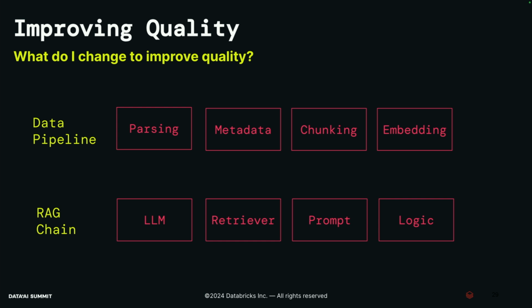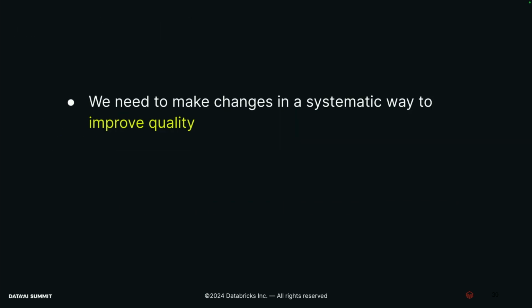Or should I actually put it into the chunks? How do I go about chunking? What embedding model should I use? Then on the other side of things, the RAG chain itself, what LLM should I use? If I have a certain prompt for one LLM, will it work with another? There's a ton of different choices that you need to make.